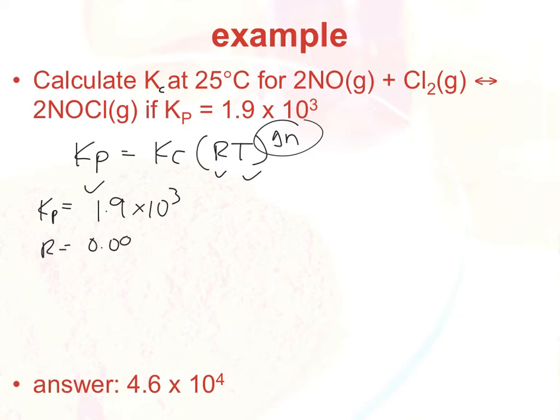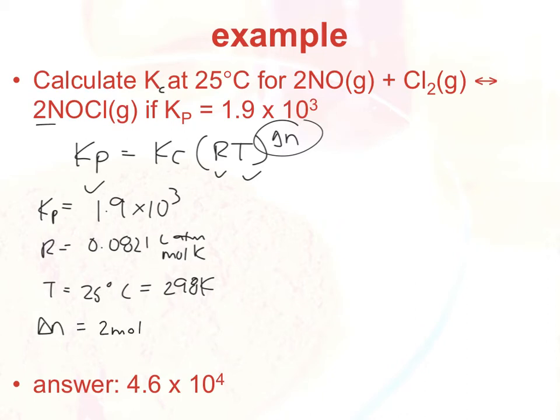R is 0.0821 liter atm per mole Kelvin. Temperature is 25 degrees C, and we all know that if we add 273 to that, we're going to end up with 298 Kelvin. And then our delta N. Remember, our delta N is equal to the sum of our products minus our reactants. So we have 2 moles of NaCl, so 2 moles of our products minus 3 moles of our reactants. So delta N is -1.